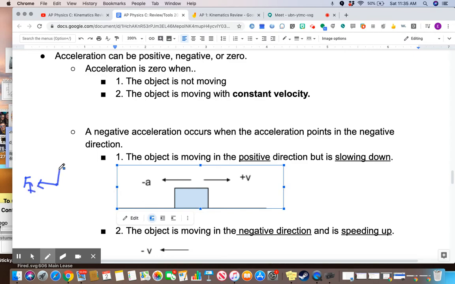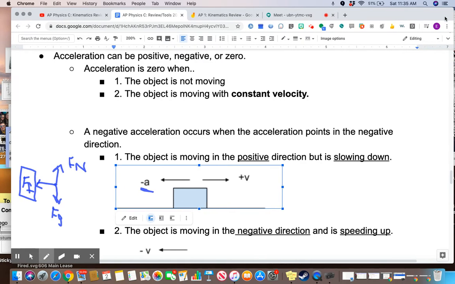So our free body diagram most likely looks like this, right? We have force of friction to the left. We could have no force acting to the right, but it can still be moving to the right. But because the net force is in the negative x direction, the acceleration will be negative. So it's still moving in the positive direction, but it's slowing down because the net force is in the negative direction, meaning acceleration is negative. Okay?